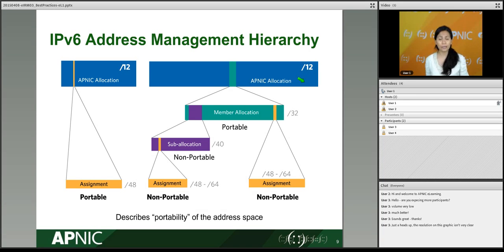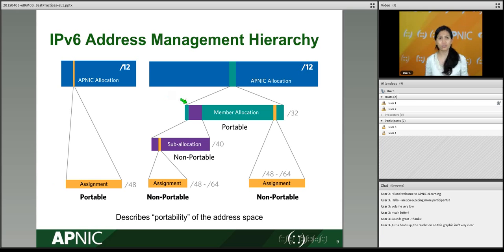So there are two ways to get your IP address. You can either get it directly from an RIR, such as APNIC, or you can get it from your upstream provider. So if it's coming from APNIC, you notice that this is the block. From APNIC, we have a /12 IPv6 block. That can be either an assignment or an allocation, depending on whether the requesting member needs it for their own infrastructure or for further delegation. So you have to be very clear on that when you're doing your request. Do you want an allocation? Do you want an assignment?